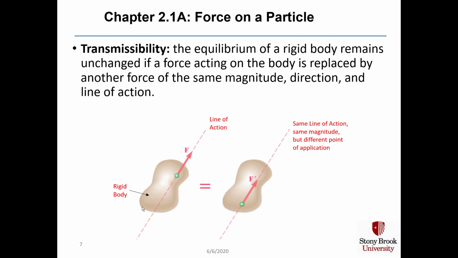Transmissibility says that the equilibrium of a rigid body remains unchanged if a force acting on the body is replaced by another force of the same magnitude, direction, and line of action. So here's our rigid body in the lower left. There's our force F and our line of action. And we can move force F along this line of action and get force F prime, where F prime has the same line of action, same magnitude, but it has a different point of application because we moved it backwards along the line of action.